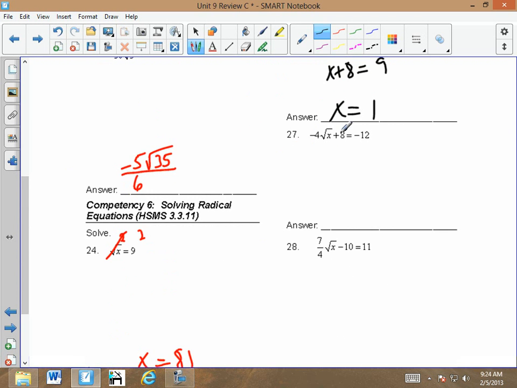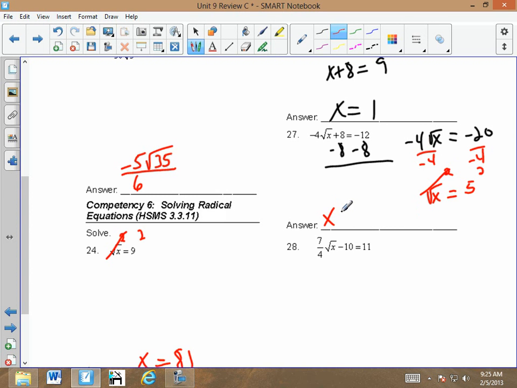Now, the first thing I have to get rid of is my plus. This is not inside the square root. So I'm going to subtract 8. This gives me negative 4 square root of x equals negative 20. Now I divide both sides by negative 4. The square root of x equals positive 5. I square both of them. X equals 25.